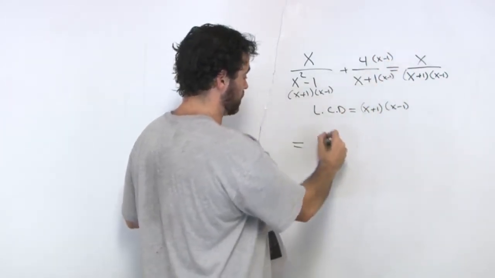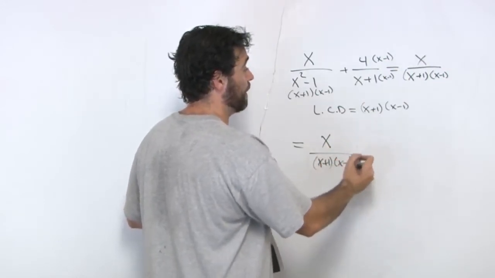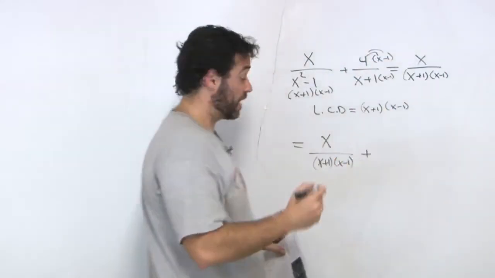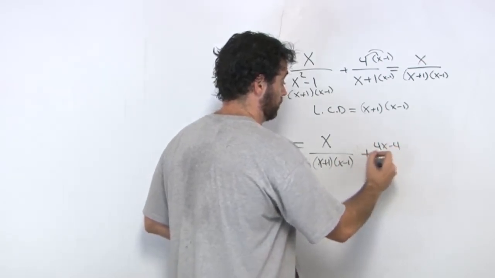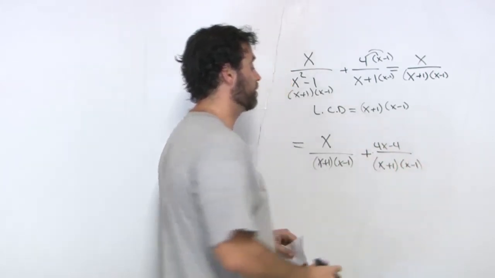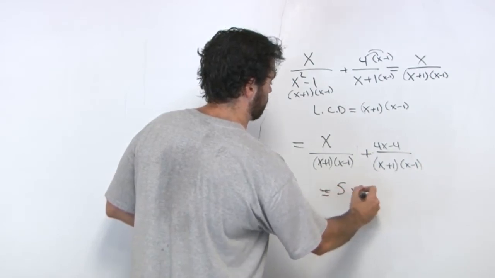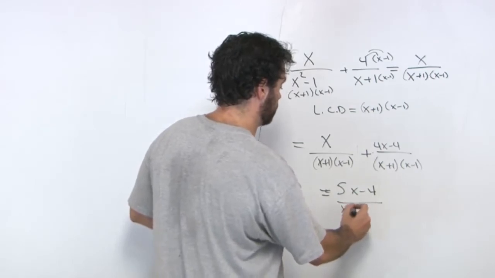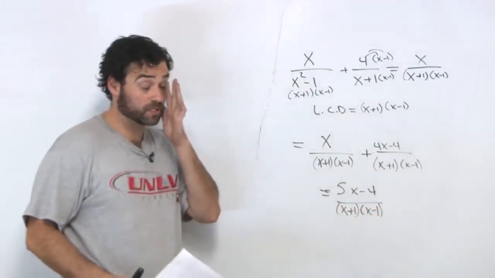We get x over x plus 1, x minus 1, plus, distribute that out, we get 4x minus 4 over x plus 1, x minus 1. Combining like terms, we get 5x minus 4 over x plus 1 and x minus 1. Okay, so there is our final fraction.